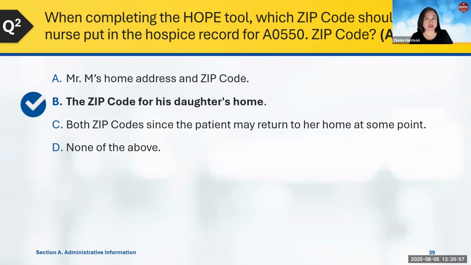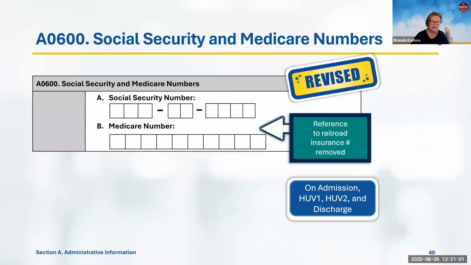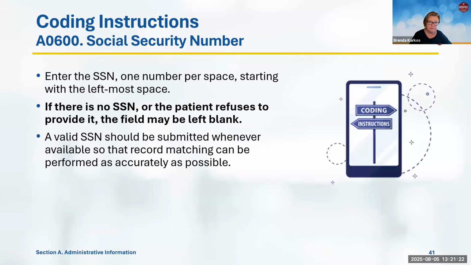Now we'll turn it back to Brenda to review more items from Section A. Thanks, Zinnia. So this one is the Social Security and Medicare numbers, and this item is marked revised only because the old version currently in the Hospice Item Set had a reference to the railroad insurance number that's no longer being used. This item is included on each of the item sets since it's also one that's used for record matching. And here are a few coding instructions for the Social Security number.